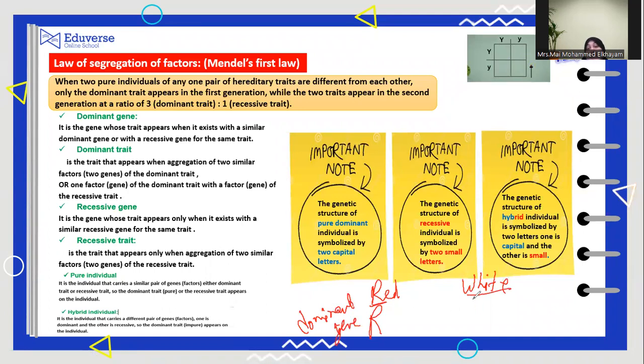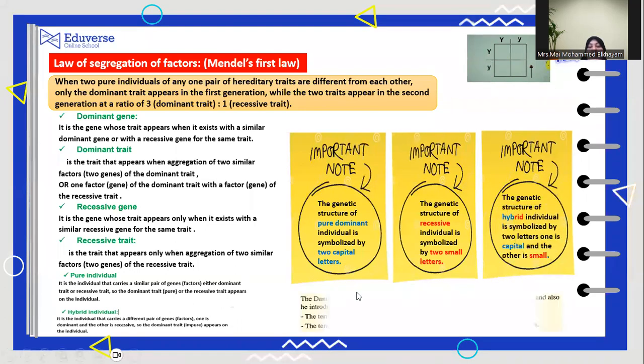White, because it's recessive, it will take a small letter or lowercase of the same letter of the dominant trait. So it will be R small. But let's apply this also. If I'm talking about tall and short, which one is dominant? The tall. So the dominant gene will be T capital. The recessive gene will be the short one, T small. Don't say it's S small. No, again, the recessive gene is symbolized by a small letter from the first letter of the dominant trait. Okay.